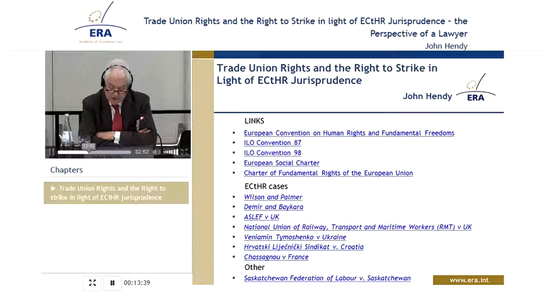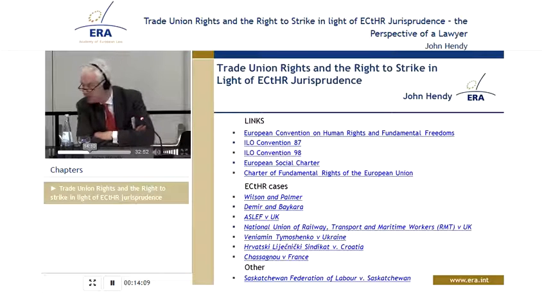Well, let's turn to the right to strike. There have been a whole series of cases on the right to strike in the European Court of Human Rights. I think we've only got time this morning just to mention the last three of them. And we'll start with a case that I heroically lost in the European Court of Human Rights 2 years ago, called National Union of Railway Transport and Maritime Workers against the United Kingdom.